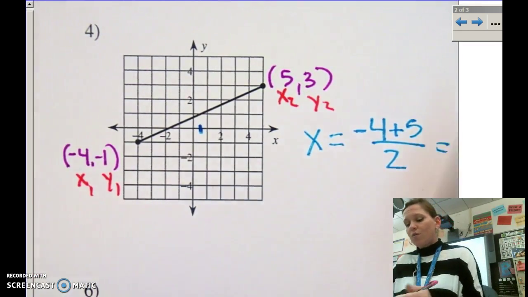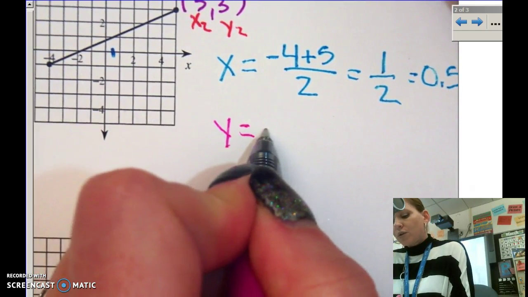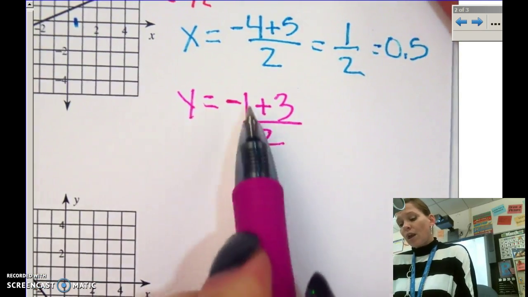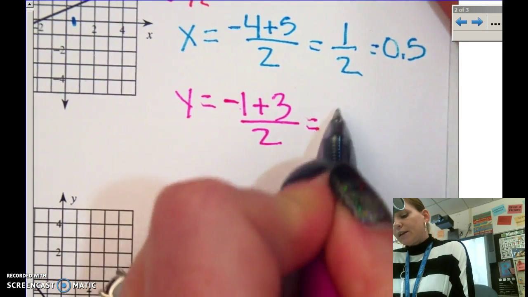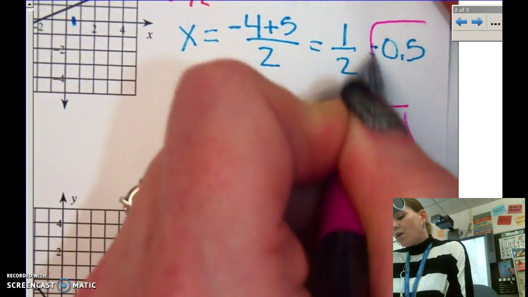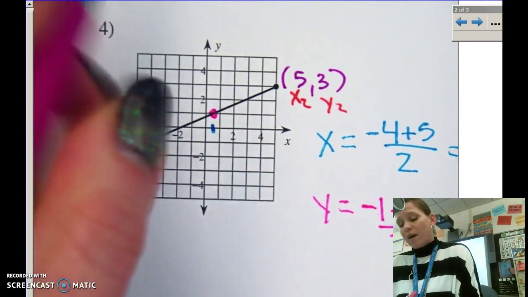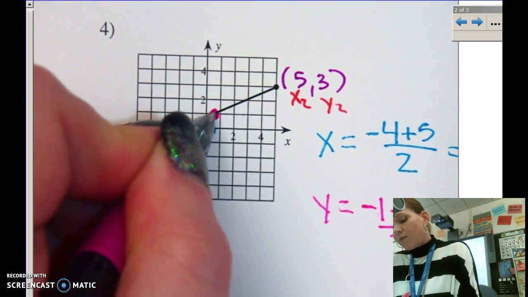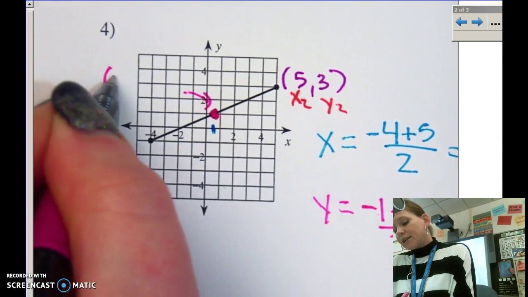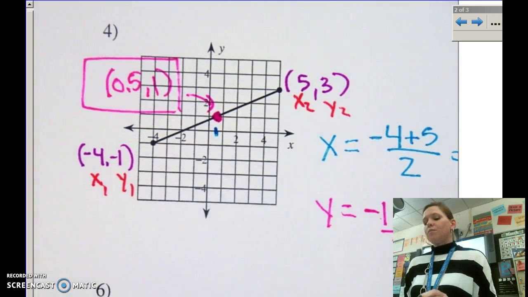Now we're going to do the same thing with the y values. We'll do -1 plus 3 divided by 2. -1 plus 3 is 2. 2 divided by 2 equals 1. So from here, we go up 1. And right there on my map, that would be the midpoint. The midpoint is located at 0.5, comma 1. There is my answer for the midpoint.